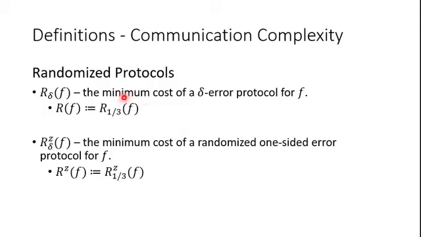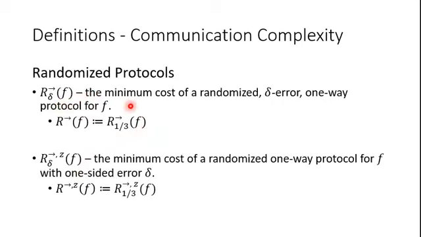So here is some notation as well. R_delta(F) denotes the minimum cost of a delta error protocol for F. When we want to drop the delta and just use 1/3, we will write it as R(F), defined for this specific delta. We also have R^Z_delta(F), which is the minimum cost of a randomized one-sided error protocol for F. We call it Z for the one-sided. And again, if we want to drop the delta and use delta 1/3, we will define it as such.